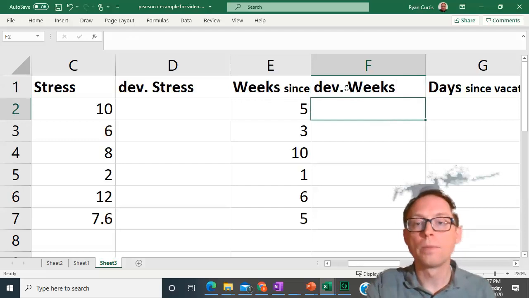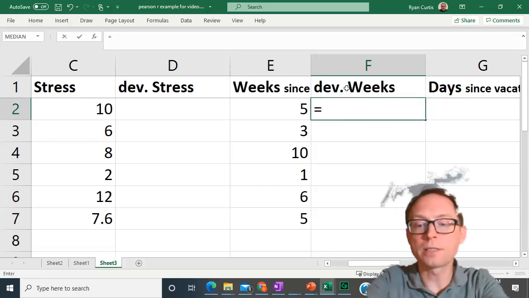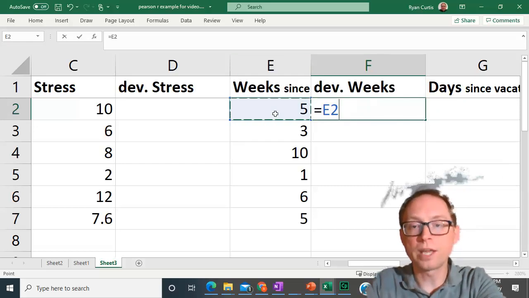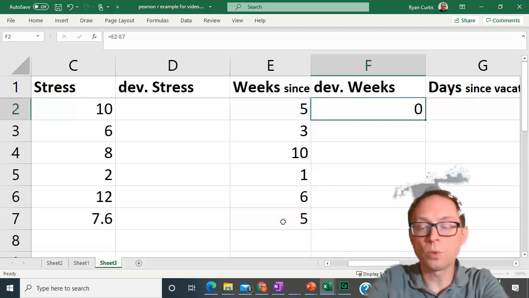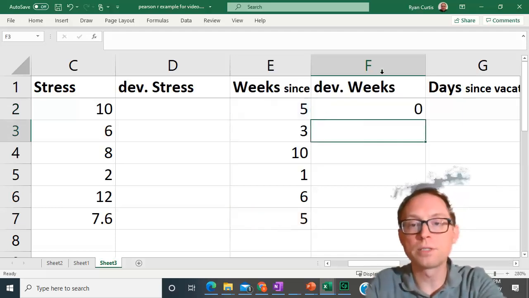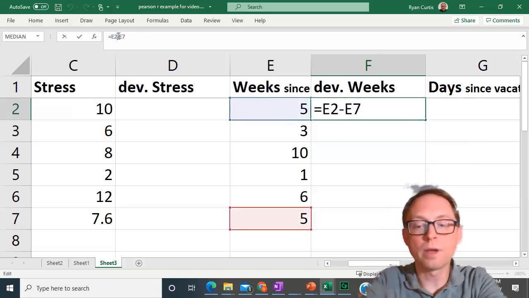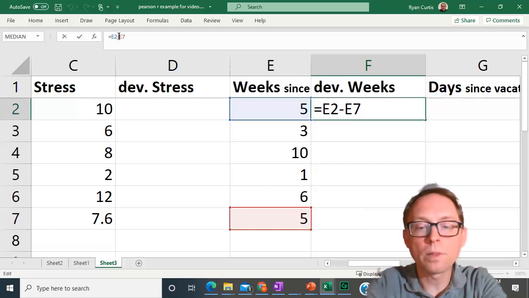All right, so let's go ahead and do the weeks since that is x. This is going to be x. So participant 1, it's been 5 weeks since vacation, minus the mean, which is 5. Guess what their deviation is going to be? It's going to be 0 because that's how math works, right? So let's go ahead and make sure that we've got these in the right place.